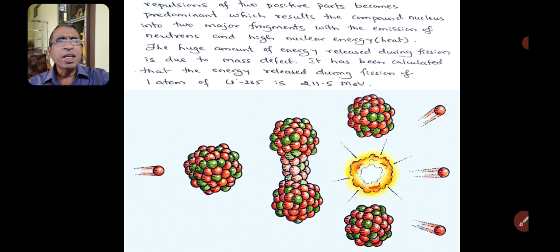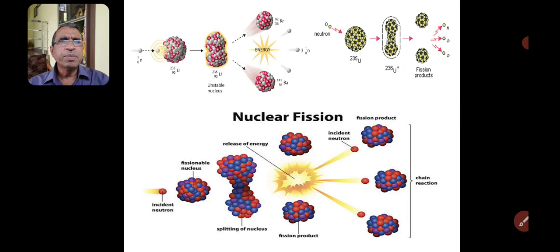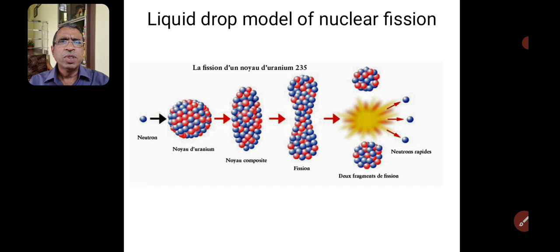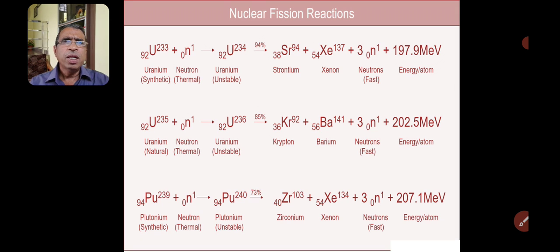I have shown this diagrammatically here. These are diagrams of the same in a different fashion. So here also I have shown the same thing: the liquid drop model of nuclear fission, how it takes place. Now coming to some of the nuclear fission reactions.